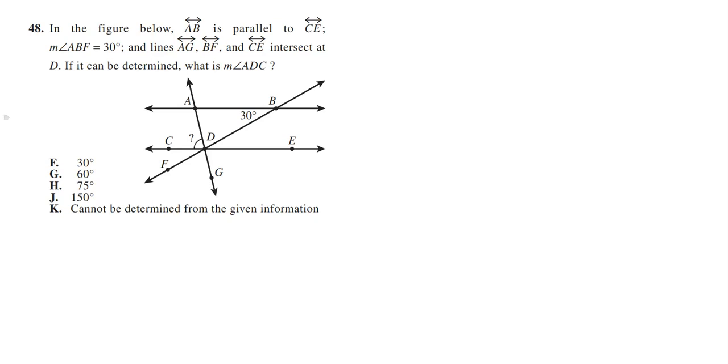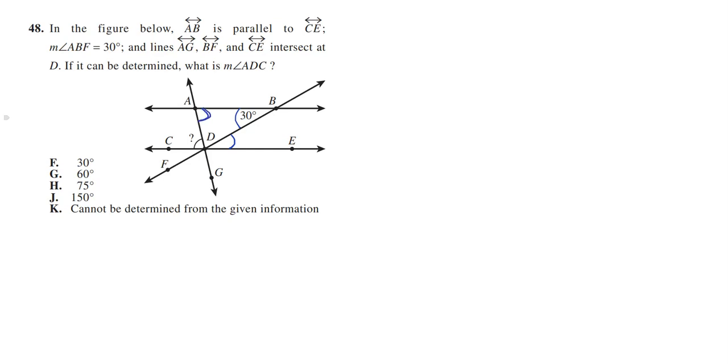Okay, the next one here, this is a very interesting question. It says in the figure below, AB is parallel to CE. ABF is 30. The lines AGBFC intersect at D. If it can be determined, what is the measure of angle ADC? So if I look at this, this is 30 right here. This is going to be 30. So in order for us to get this angle, we need to know what this is right here.